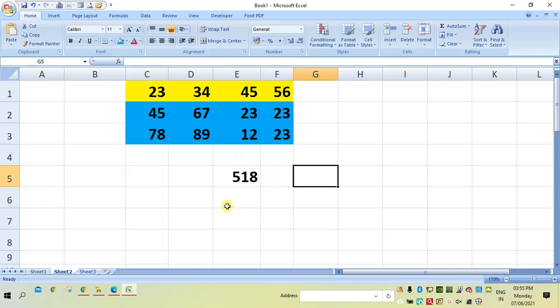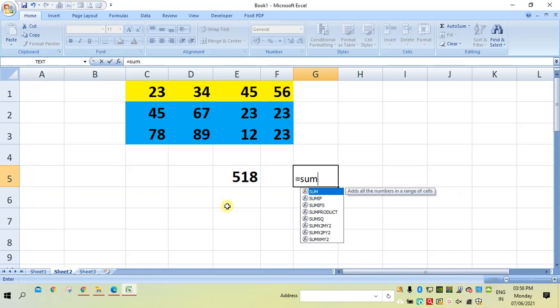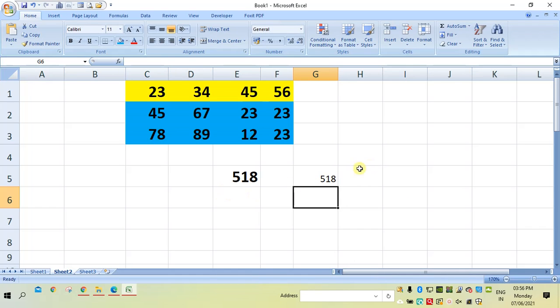in bracket C1 to F3. You will get the same result. This way we can use the ranges in the functions. I hope you understand the various types of arithmetical, logical, reference, concatenate and some other operators, and also you got what you mean by range.